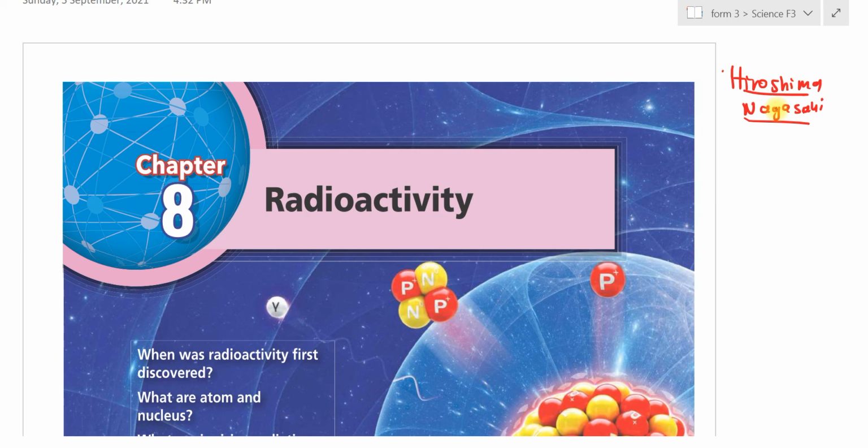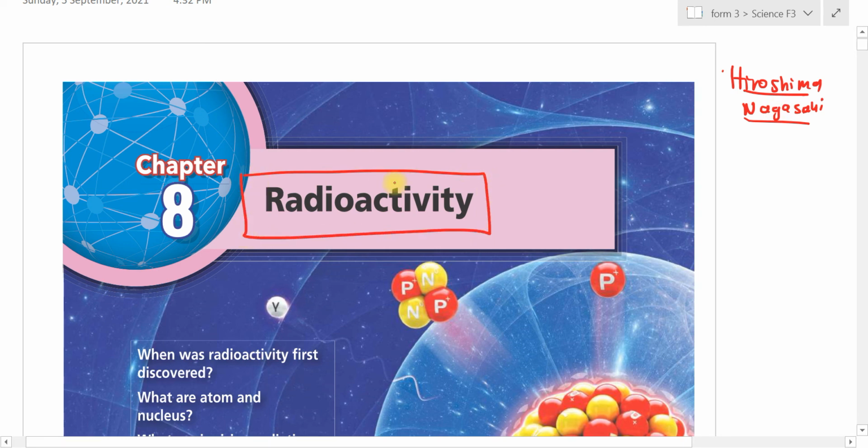Nagasaki, no need to say. Most of the babies that were born around this area were found to be defected, and many people are still dying as cancer patients to date. Okay, until now it is happening. Why does that happen? Why until now can we see the effect? The answer is radioactivity.